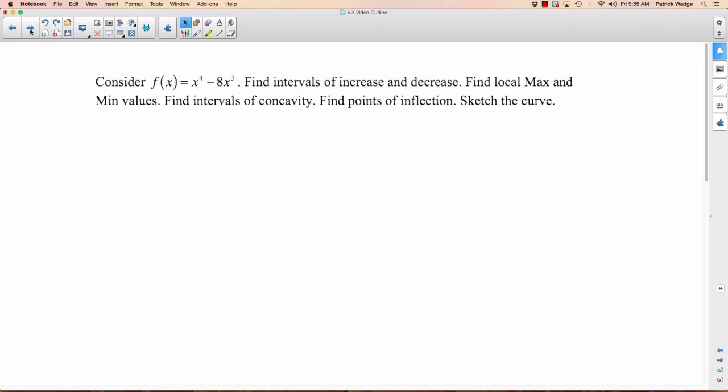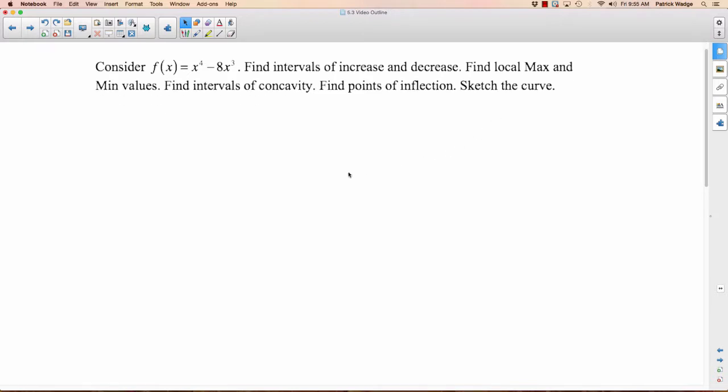Let's try one out. Consider f of x equals x to the fourth minus 8x cubed. Find the intervals of increase and decrease, which is what we did last time. Find the local maximum and minimum values, which we've done in previous days too. Find intervals of concavity, that's what we're going to do right now. Find points of inflection, we just learned that now, and sketch the curve. This is getting to be a lot of work, isn't it? That's why the questions in this chapter are absolutely crazy, because they load more and more stuff into a single question.